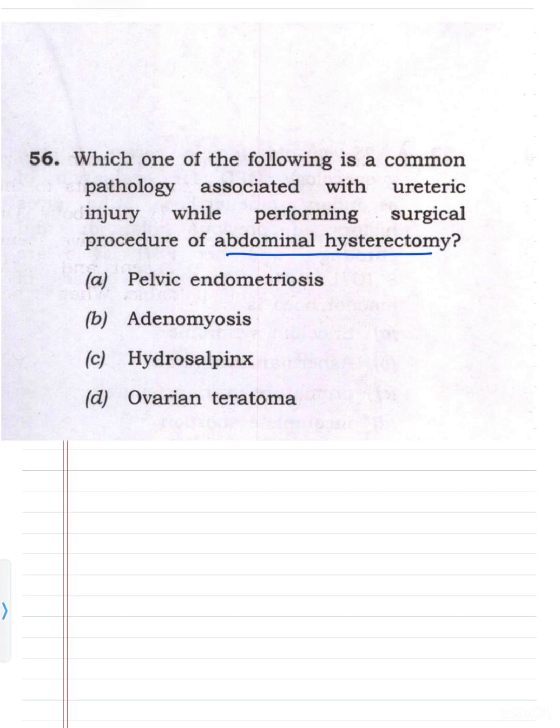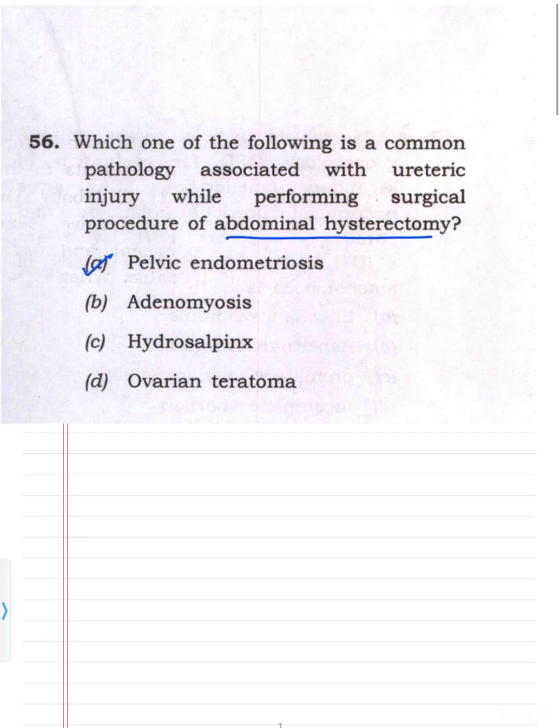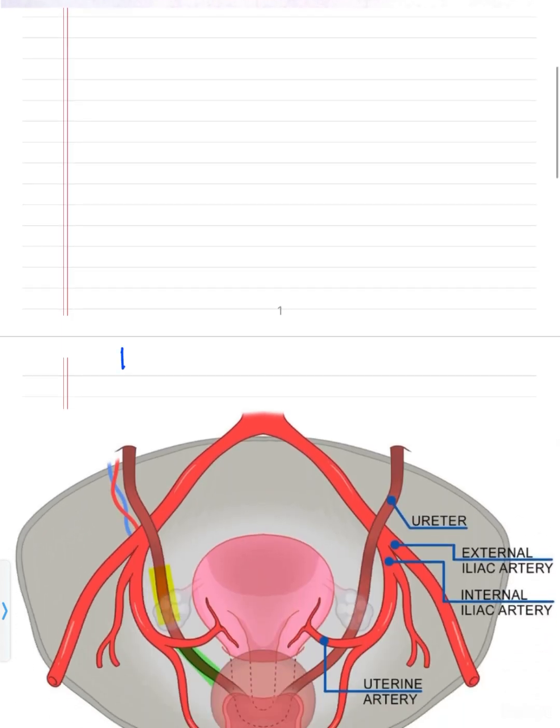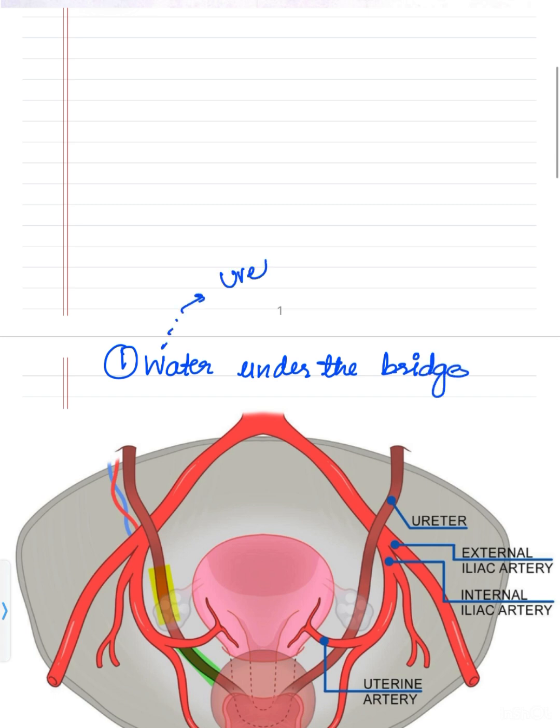So the answer will be pelvic endometriosis. Whenever we are operating for pelvic endometriosis, there is higher chances that ureter injury can take place. Why? First is the concept of water under the bridge. So what is the concept of water under the bridge? Water means ureter, urine containing ureter. Bridge means uterine artery, the artery supplying the uterus.